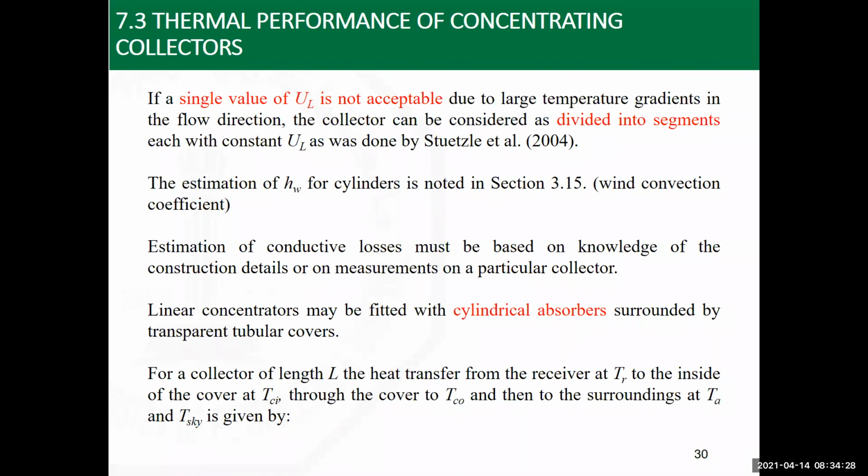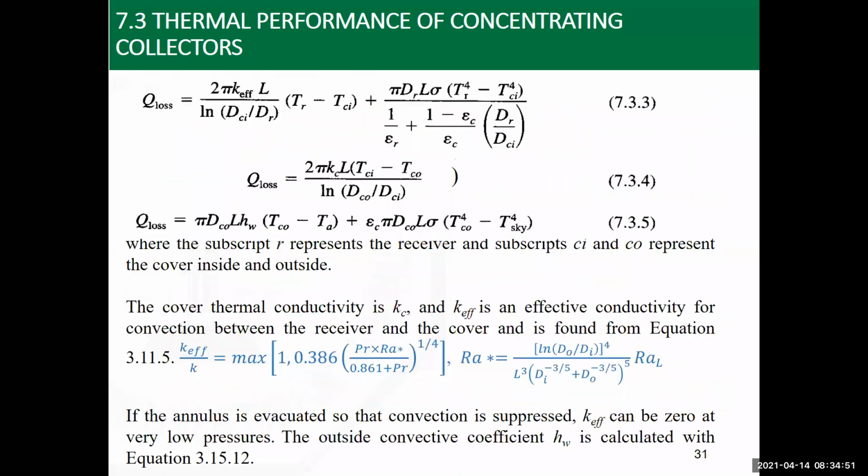Sometimes you cannot get a single value of UL because temperatures of the surface are not always uniform, but there is a large change of temperature. For that case, what you can do is divide the system into different parts, and each part would have a certain value of UL. This is for the detailed kind of analysis that will be applied.